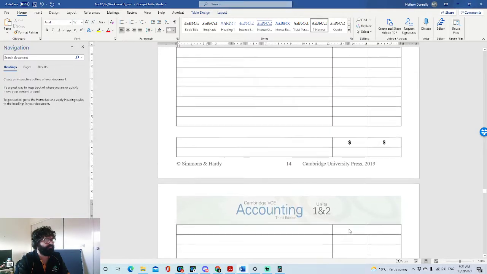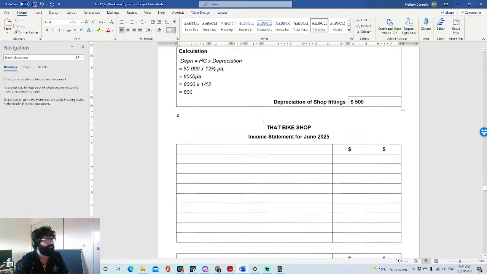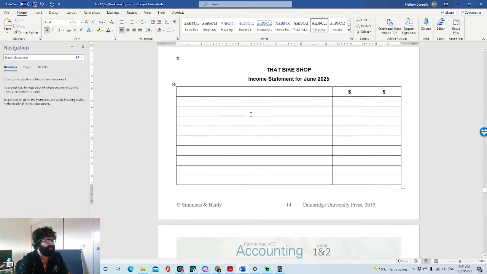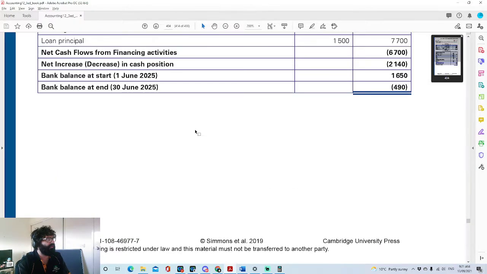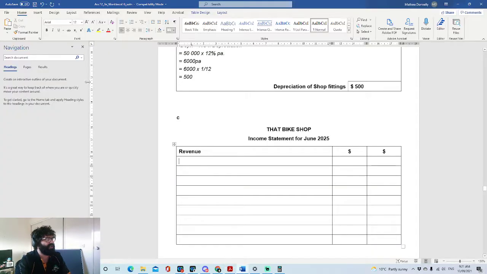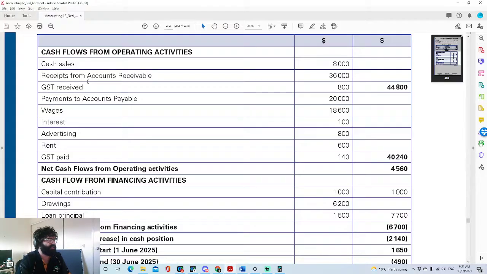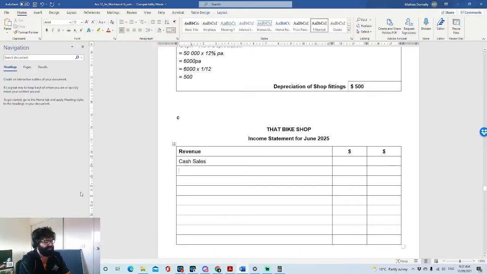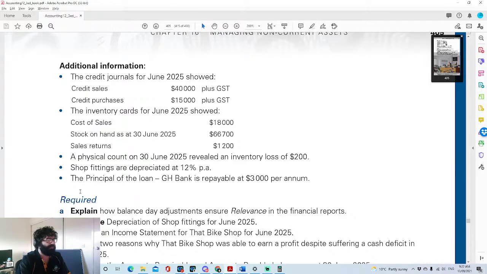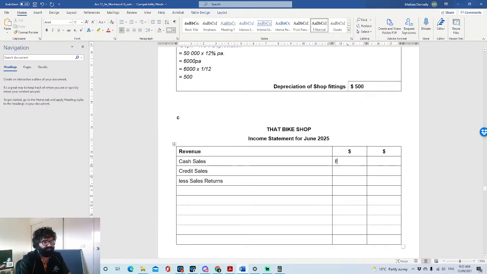Alright, so let's now do their income statement. Let's knuckle this out. So we've got revenue. First thing we need to do is the revenue for an income statement. So let's put the cash sales in first. None of these other things are relevant for the revenue section. So we've got cash sales, credit sales, less sales returns. So there were sales returns. So we go, cash sales were 8,000.